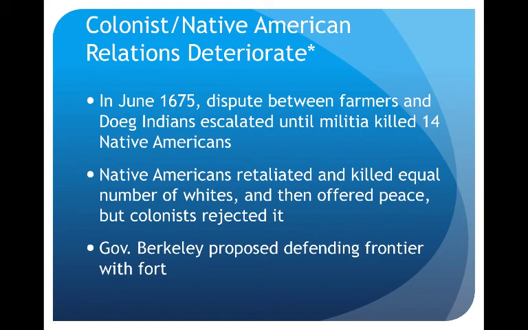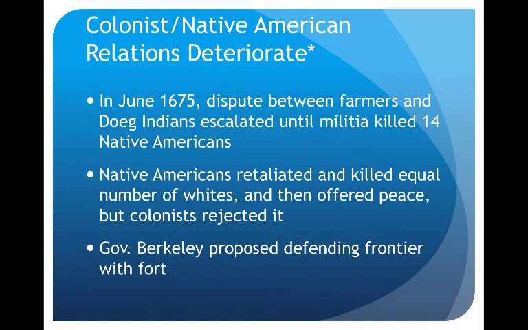Governor Berkeley's offer was considered quite generous by most of the colonists. Too generous, in fact. Many of the colonists said, why do we want to spend so much time and money building forts along the frontier and manning these forts to protect us?